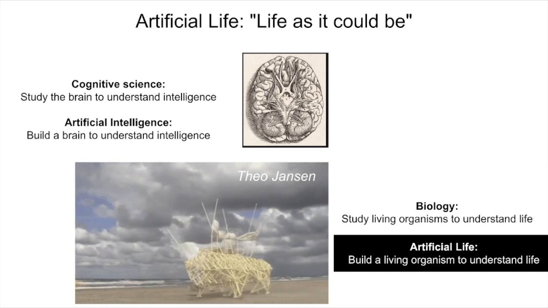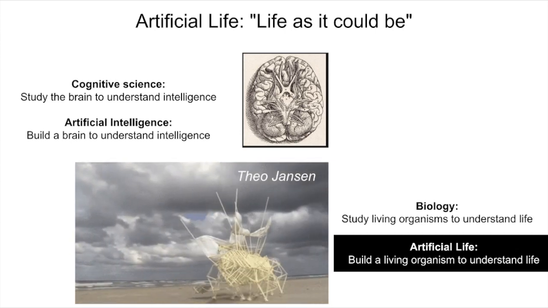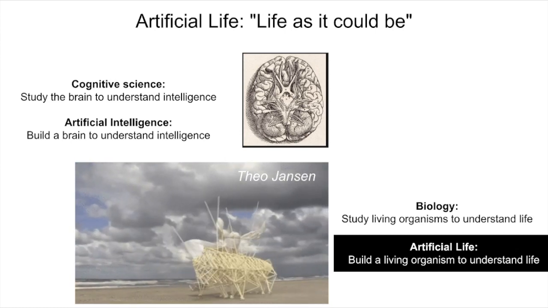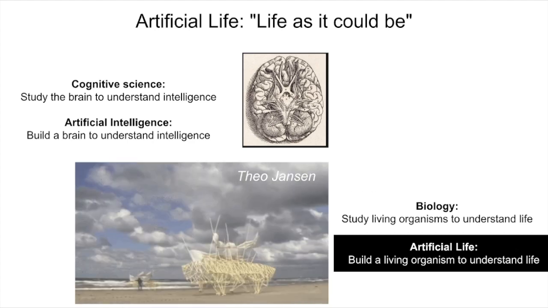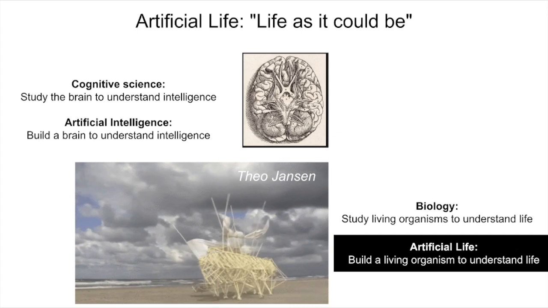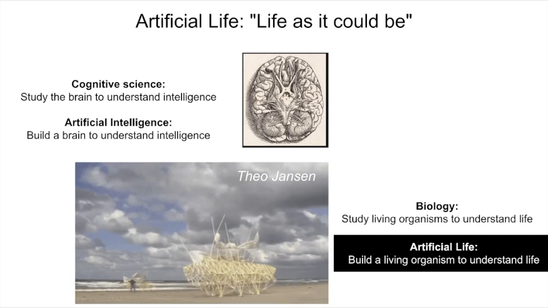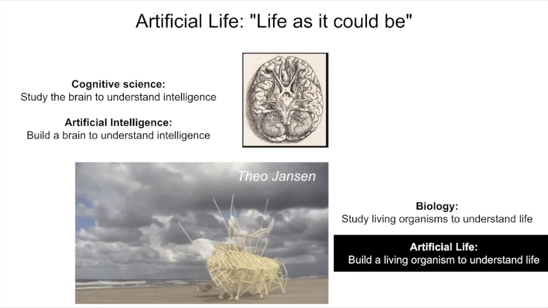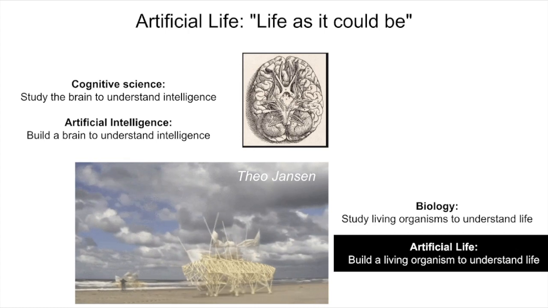On the bottom left of this slide, you have a creature called a strand beast, created by Theo Jansen. It's a kind of machine that doesn't have any electrical parts and no brain, but it is way more efficient at walking than, say, Boston Dynamics robots. It can walk quite well on uneven surfaces, and it uses very little energy. In that sense, you could say that it's closer to life than a robot.